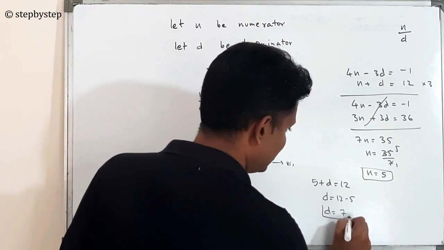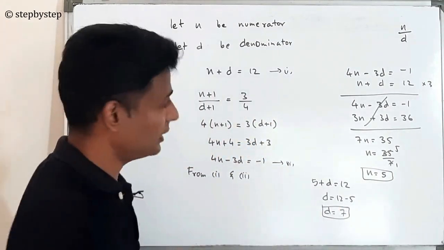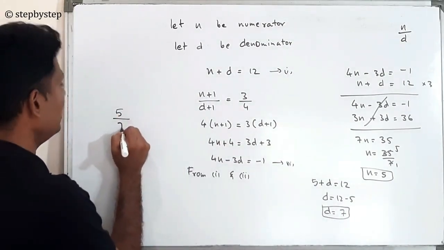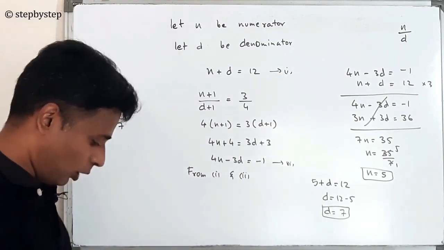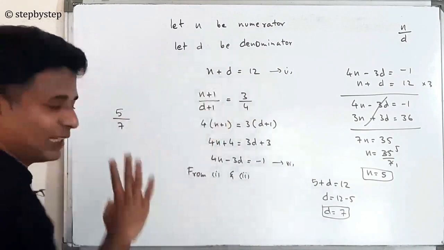So the denominator is 7. So this is not the final answer. They have asked you to find the fraction. So what is the fraction? N by d, that is 5 by 7. You can check what it said: the sum of numerator and denominator is 12. So 5 plus 7 is 12.